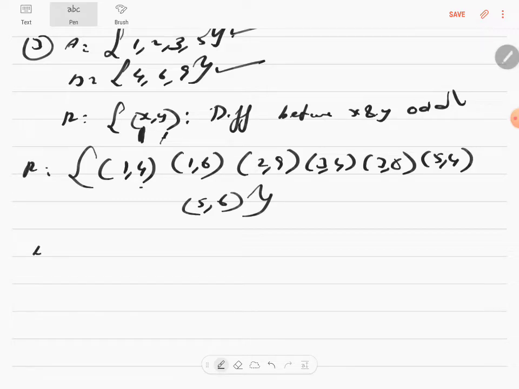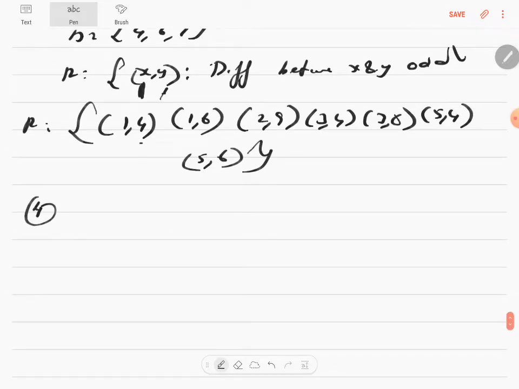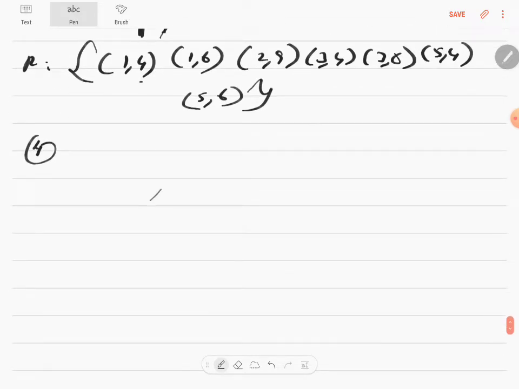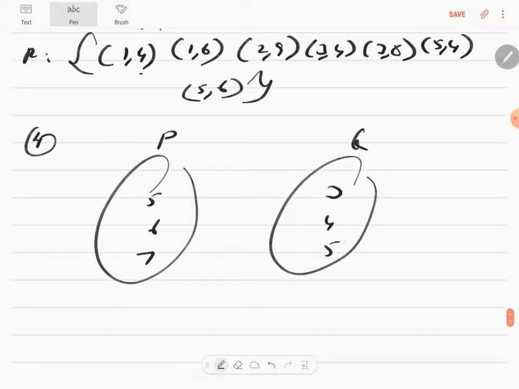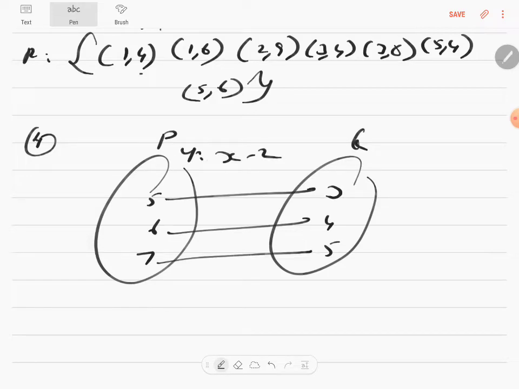So let's go to the fourth question. Show the relationship between P and Q. Just write this is P, given 5, 6 and 7. This is Q, which is 3, 4 and 5. Write the relation. 5 has become 3, 6 has become 4, 7 has become 5, which means it is x minus 2. So thus you can define the function. It is 2 less. So this is y and this is x. So y is equal to x minus 2.